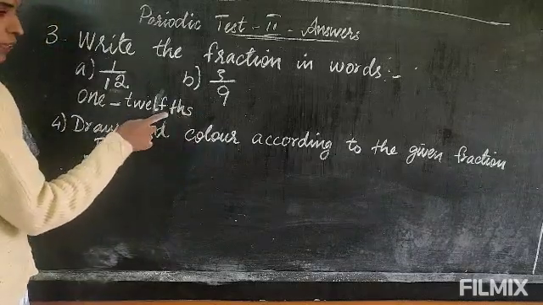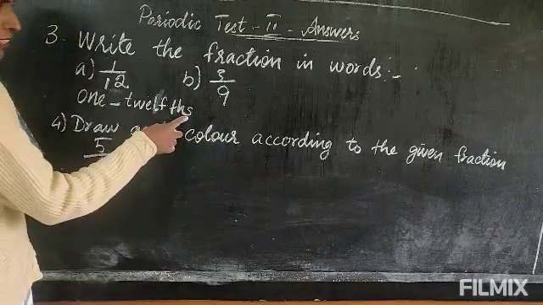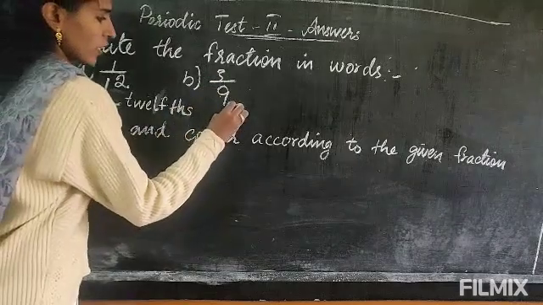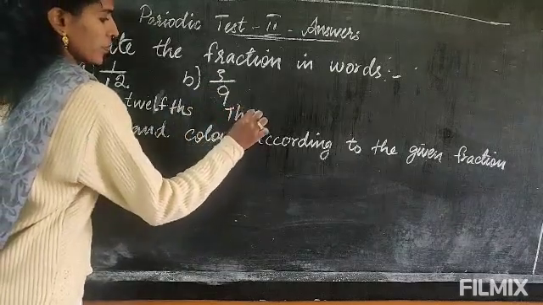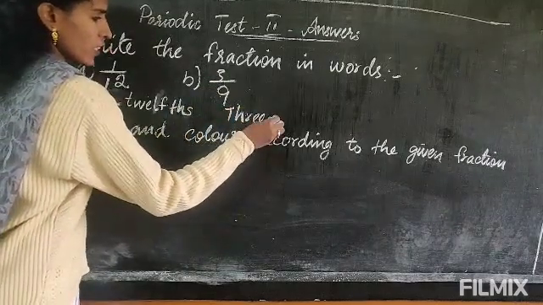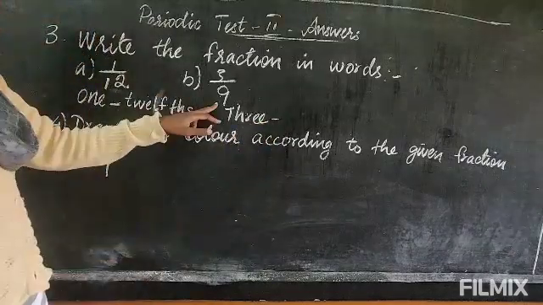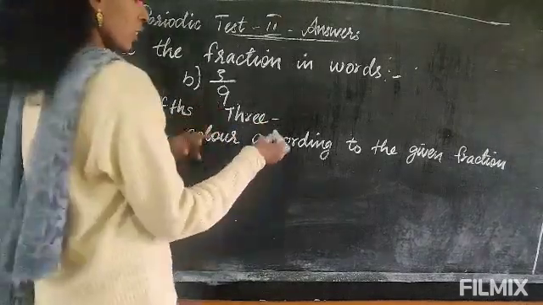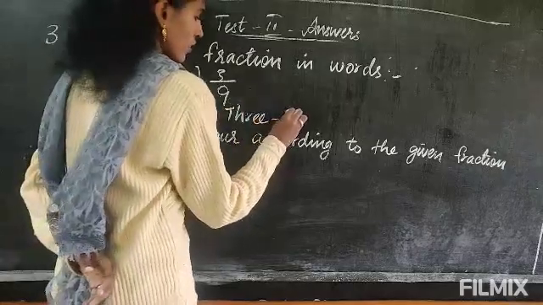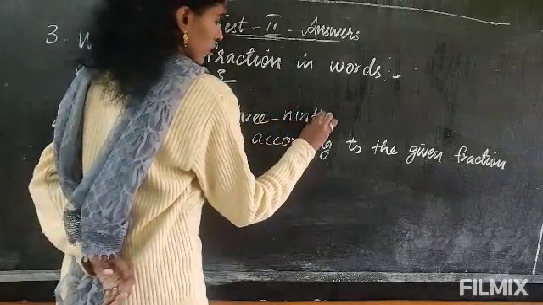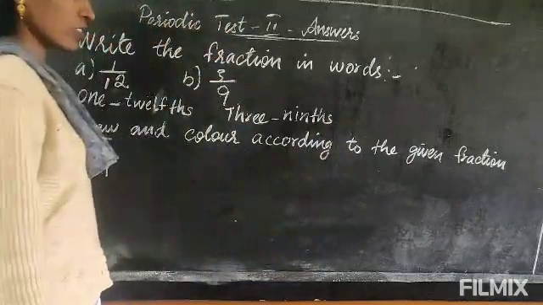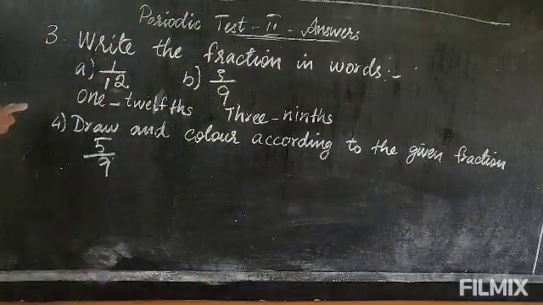Again, this one is 3. The numerator you write as it is. Again, you put a small hyphen, and the denominator number you write in position, 9ths. This is the correct answer: 3-9ths and 1-12ths.